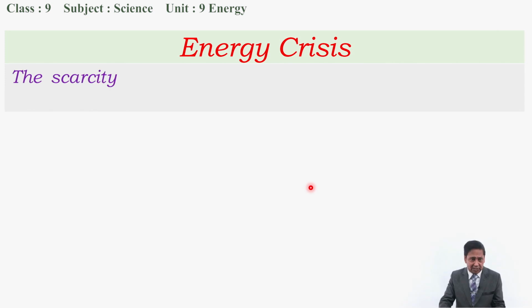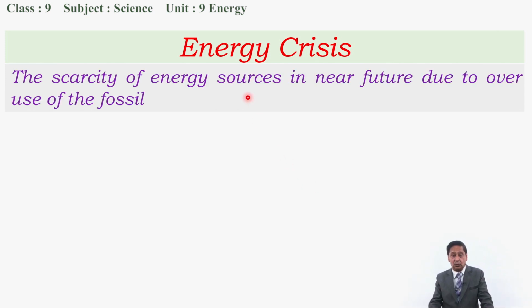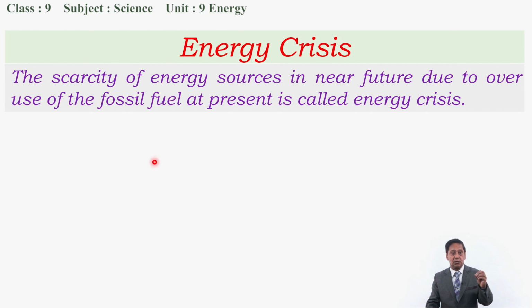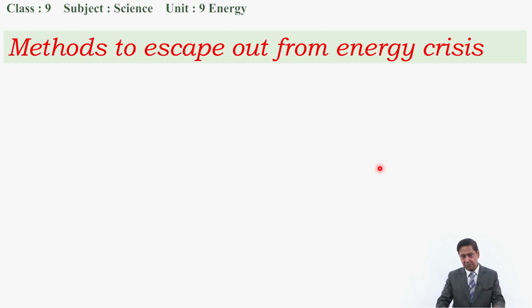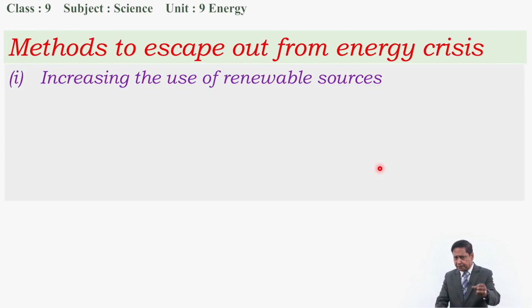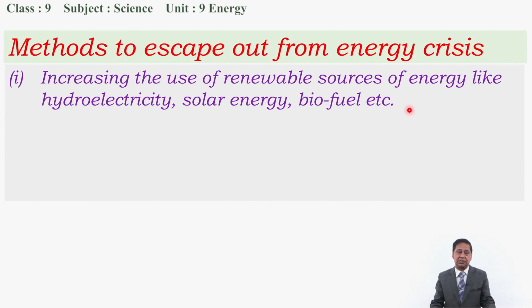Exactly how can we define energy crisis? Energy crisis means the scarcity of energy sources in the near future due to the overuse of fossil fuel at present. Now, how can we escape out of this problem, energy crisis? There are certain methods. Number 1, increasing the use of renewable sources of energy like hydroelectricity, solar energy, biofuel, etc. If we increase the use of these renewable sources of energy, then the energy crisis can be pushed away.